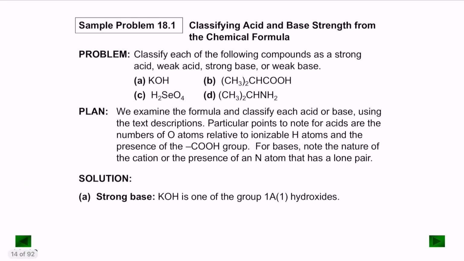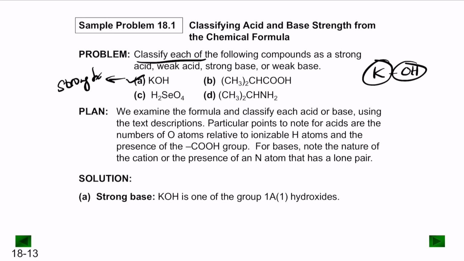So let's take an example and classify each of these as a strong acid, weak acid, strong base or weak base. Let's take a look at the first one, KOH. We know that when OH is present and the metal is an active metal, this is a strong base. Why is this a strong base? Remember that K is a group 1 element and the OH- ion is the one that's going to be released, which is also a strong ion, so it becomes a strong base. Second, notice that you have COOH here, which means that this is a weak acid.